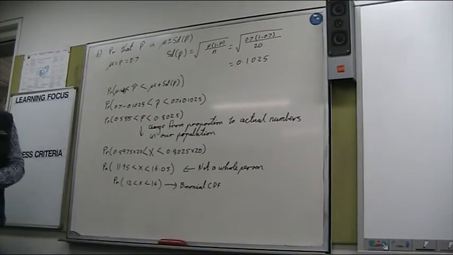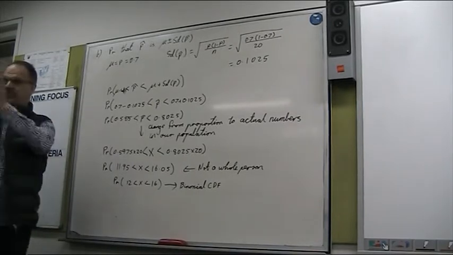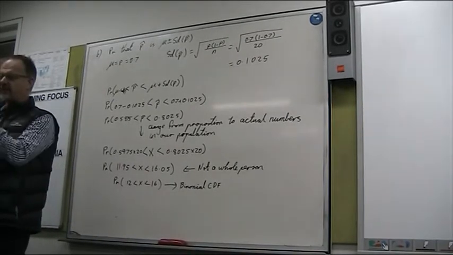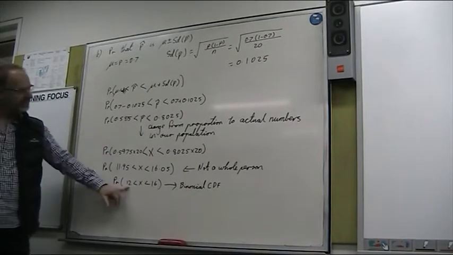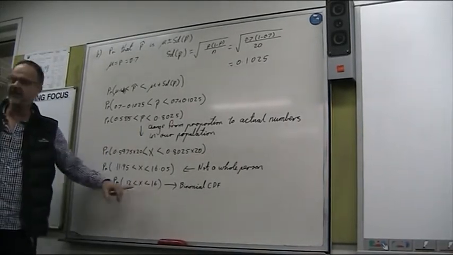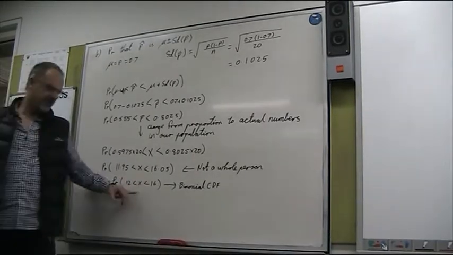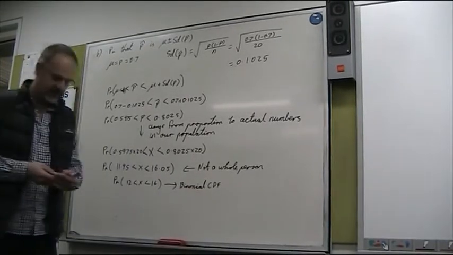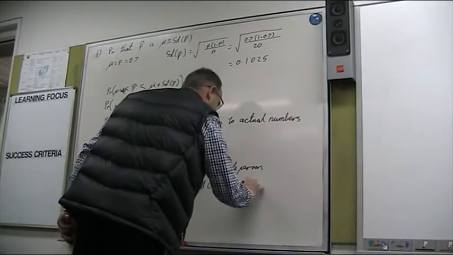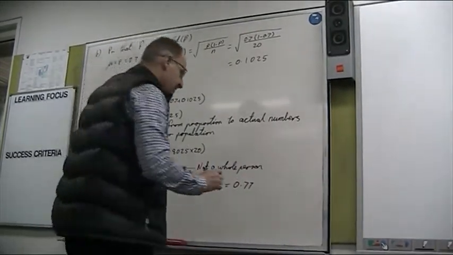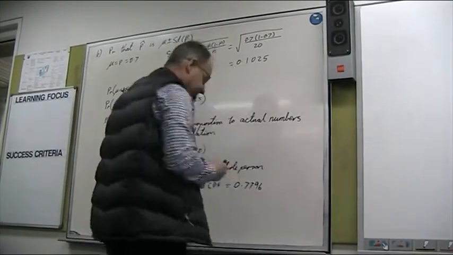Is CDF when it equals? CDF is not when it equals, PDF is when it equals. CDF is cumulative, so it's when you want a range of stuff. And here we're after a range of stuff, aren't we? Between 12 and 16. We need CDF. And when you do that on your calculator, because I've prepared one earlier, 0.7796, I hope.